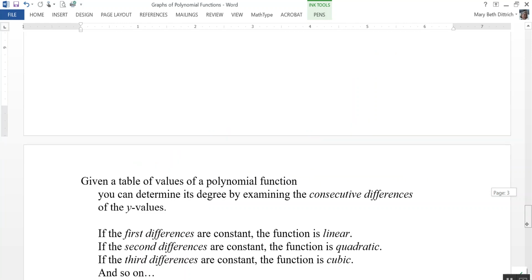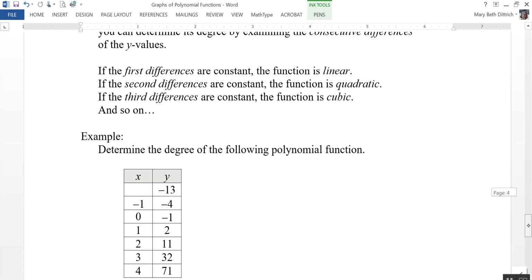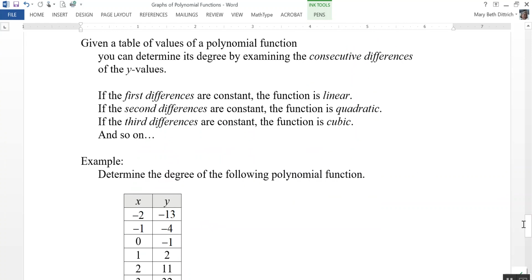And the last thing we're going to take a look at is that if we are given a table of values of a polynomial function, we can determine its degree by looking at the consecutive differences of the y values. So what are the differences between the y values in the graph? If the first differences are constant, then the function is going to be linear. And then remember that that's part of how you figure out what the slope is, the change in y over the change in x. But if those first differences aren't constant, then we need to look at the second differences, and if those are constant, the function's quadratic. If the third differences are constant, then the function is cubic, and so on.